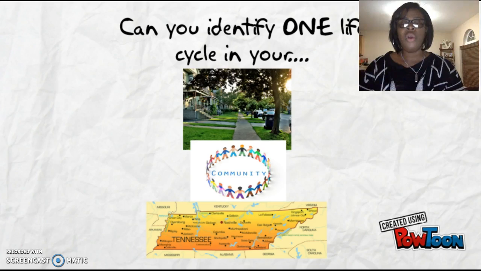And then in the state of Tennessee, we could talk about totally different things that are very true to Tennessee, things that you don't see outside of Tennessee. We can make sure that students are well versed in those kinds of things as well.